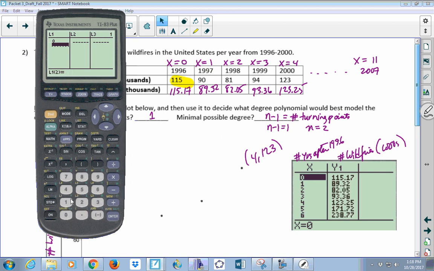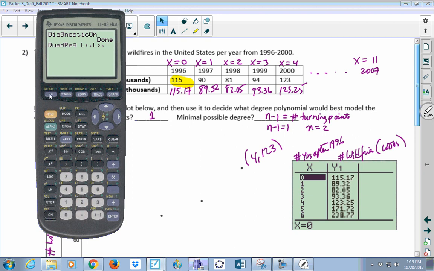So we enter 0, 1, 2, and it's not that much to enter, just 5 points. Okay, and then we'll move over and we'll put in the data for the number of wildfires. And hopefully 90, 81, 94, and 123. Now I'm going to hit my stat button, perform my test, and we're going to go down now to quad regression. We tell our calculator where the data is, second L1, second L2, and this is the hardest part to remember.